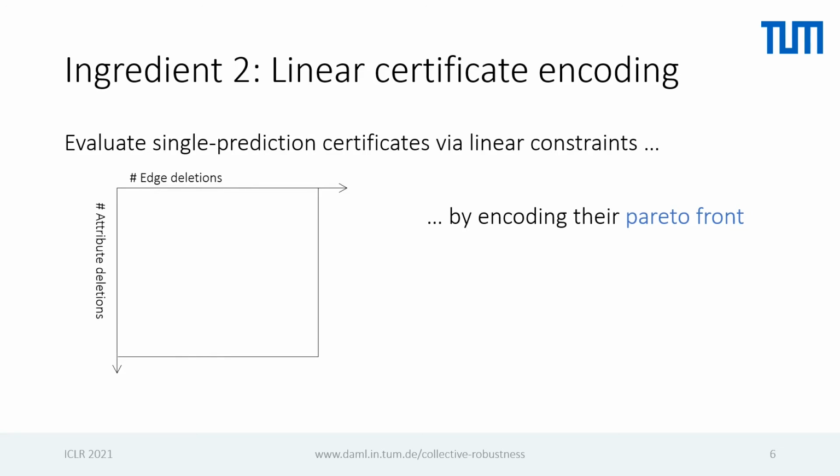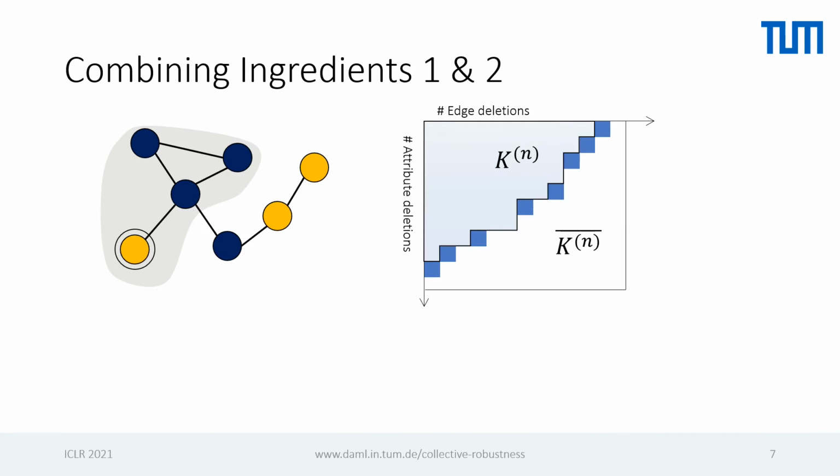Let's say we're concerned with deletions of edges and of attributes. We can then think of any single prediction certificate as partitioning the space into certifiable budgets K and its complement. Alternatively, we may think of the Pareto front, the blue squares here, separating the two. If we're to the upper left, we're guaranteed to be robust. If we're to the lower right, the robustness is unknown. And that's basically all we need. Let's bring these two ingredients together.